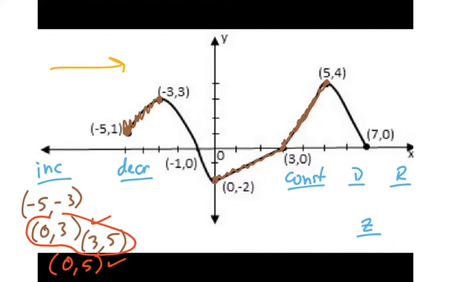Now let me go back to my graph. Let's see, where is this thing going down? The first time I see, left to right, that it's going down would be from here to here. But remember, put x values, not y's. So from negative 3 to 0, that's where it's decreasing. Don't use the y values.